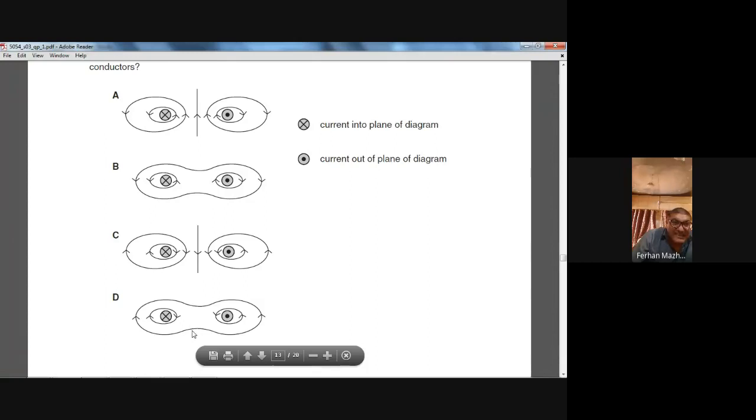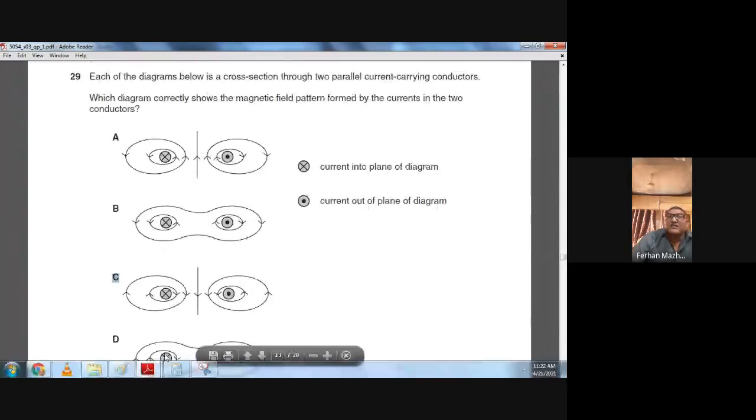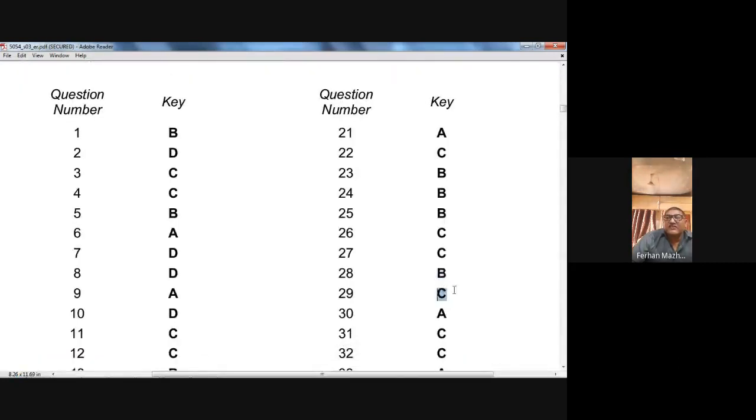So D cannot be the answer, because on the outer side it is not possible for this line to go around the other one, because its magnetic line direction and this magnetic line direction are not the same. So this hugging thing cannot take place. This hug cannot happen, because when this magnetic line tries to go around, the magnetic lines are coming in the opposite direction. So C is the right choice. Question number 29, C is the right choice. Let's check. Then we'll see.